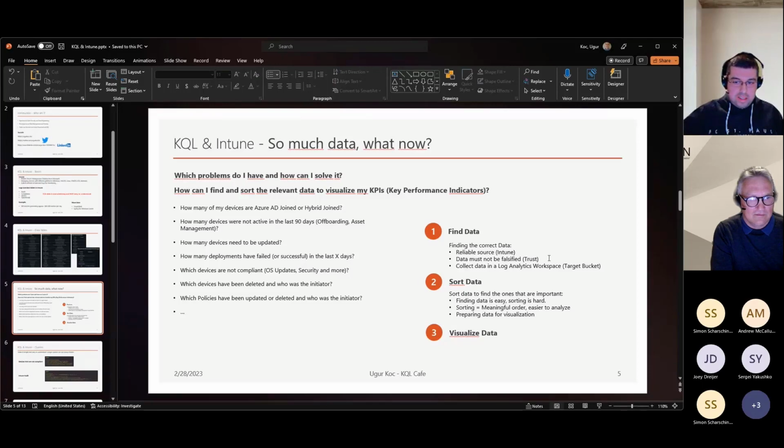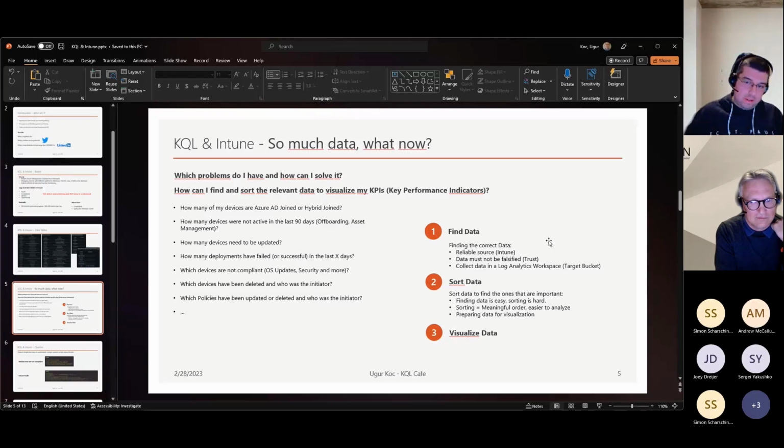And the data must be trusted, so it must not be falsified. That's most important, because if someone in the middle can falsify or change any information that's being analyzed by you in the end, that's not trustworthy. So the answer you get at the end of the day can just be wrong. So you have to trust the source at this point.